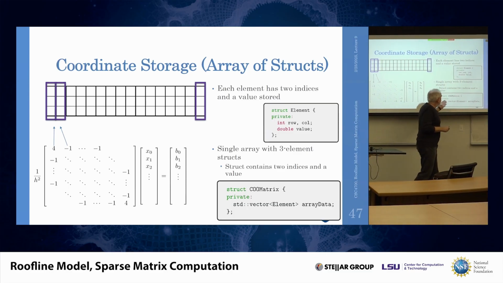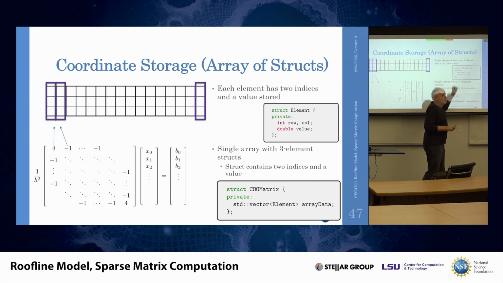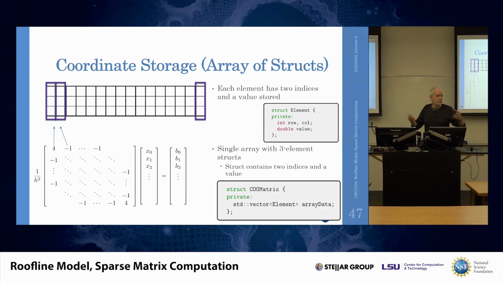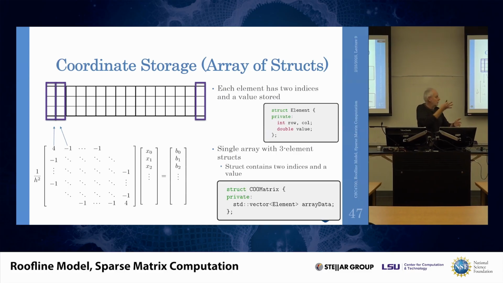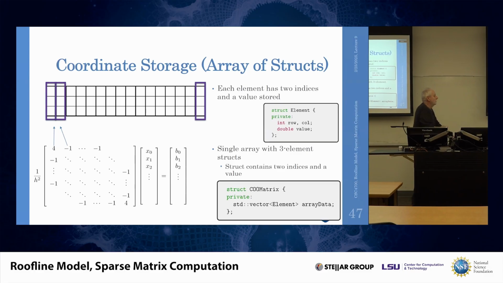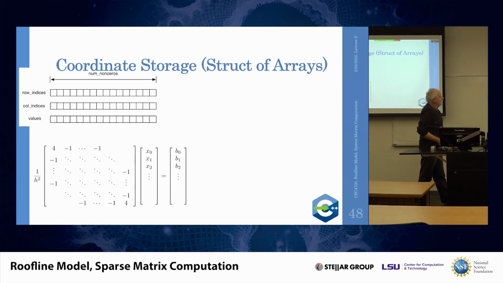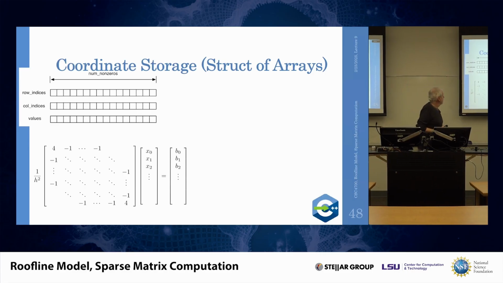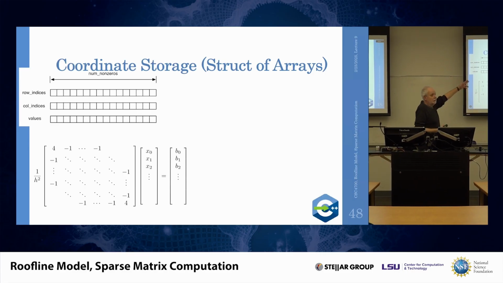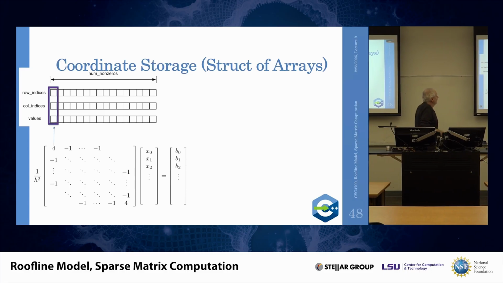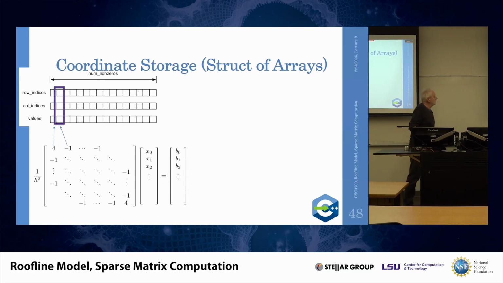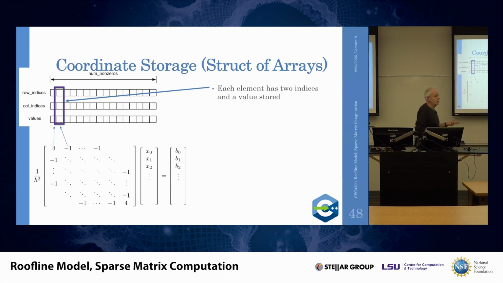We have one single array where each array element has these 3 values we are interested in. That's why it's called an array of structs, because we create one array where each element is actually its own data type, the element. Now, the other option we have is what's called struct of arrays, where we have 3 independent arrays. Again, we store all 3 values for each of the values in our matrix. So each element has 2 indices and a value stored.